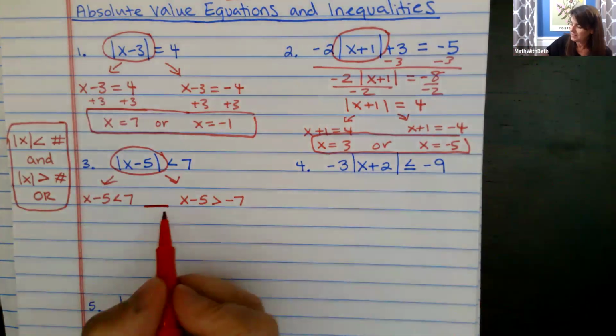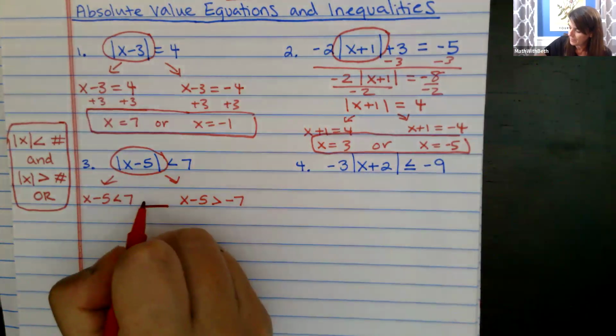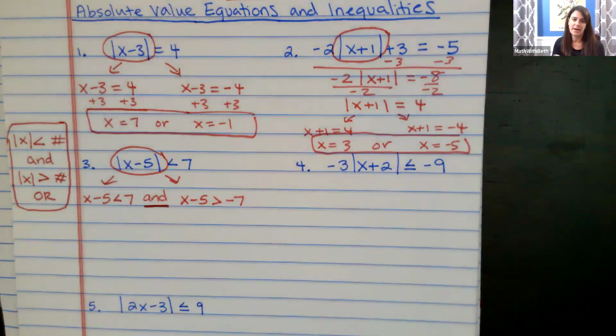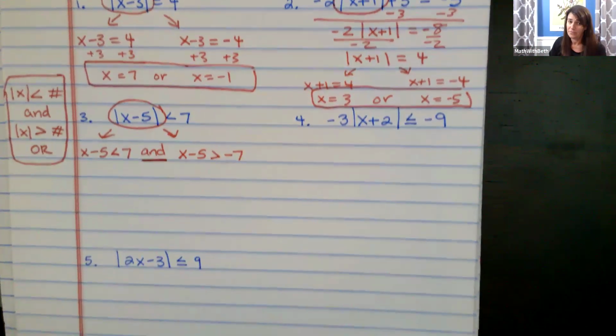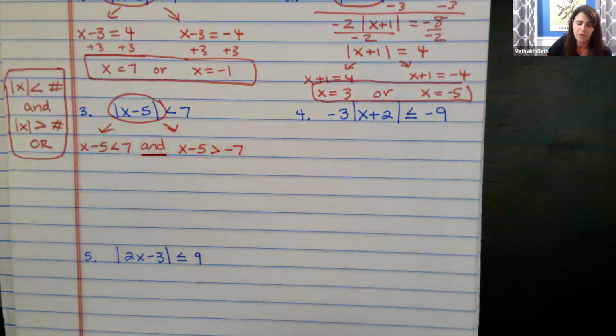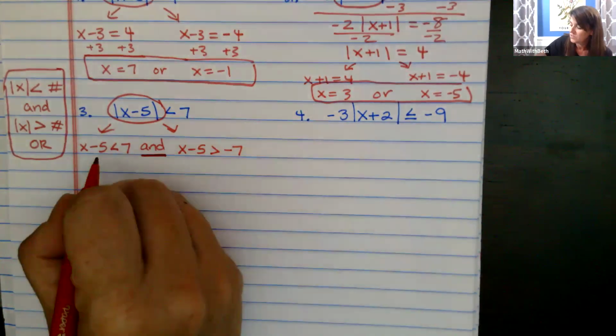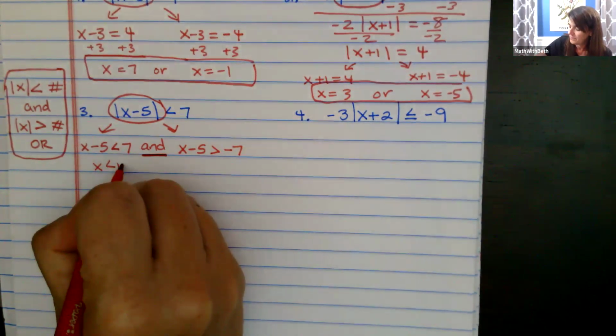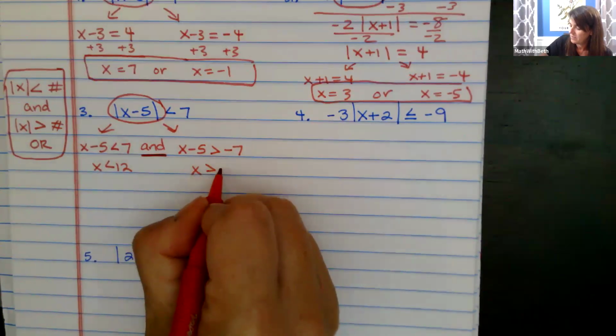So in this case, since it was a less than, I'm going to make it an and. Okay, from here on out, we just solve this nice and easy, but that and's going to be important when I go to graph my final answer. So I'm going to add 5 and add 5.